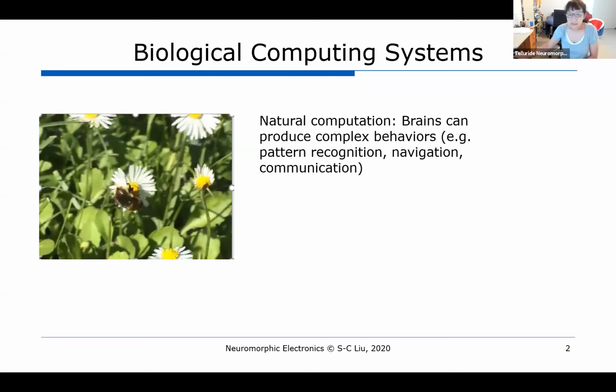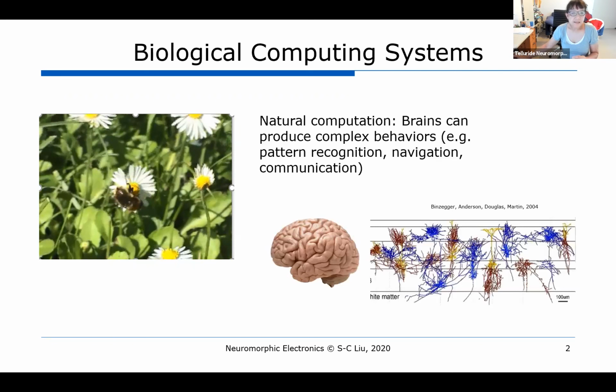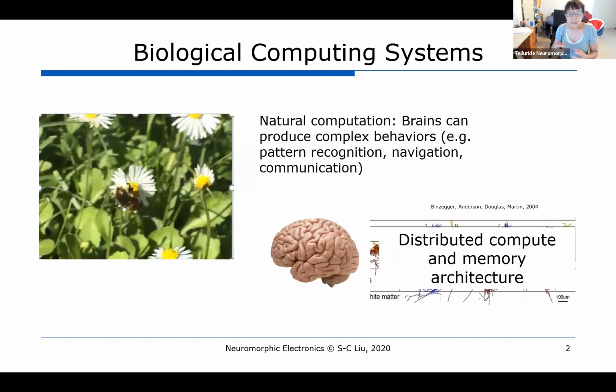So what is the reason why brains can do this? We have some clues. If you look at the underlying architecture of human brains, you can see a whole distributed system of neurons that are connected together in some unstructured way. The one thing that we can say is that some of this energy efficiency must come from this distributed compute and memory type of architecture, and how we can capture this in neuromorphic systems.